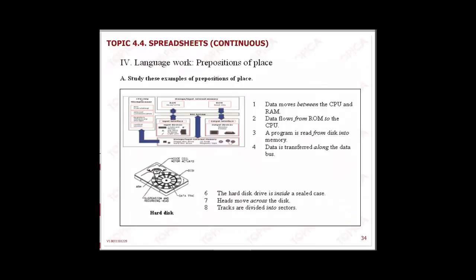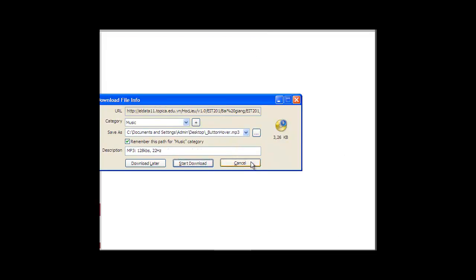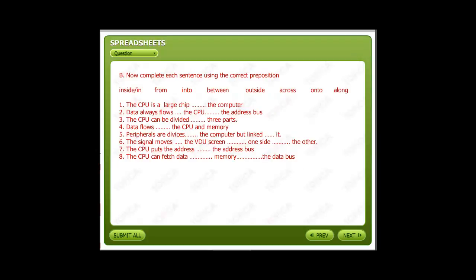4. Language work. Prepositions of place. A. You are now going to study these examples of prepositions of place. B. Now, complete these sentences below using the correct preposition.